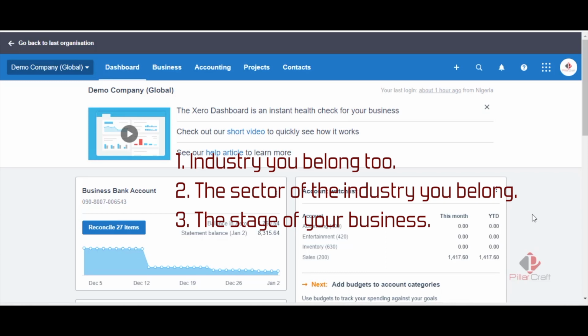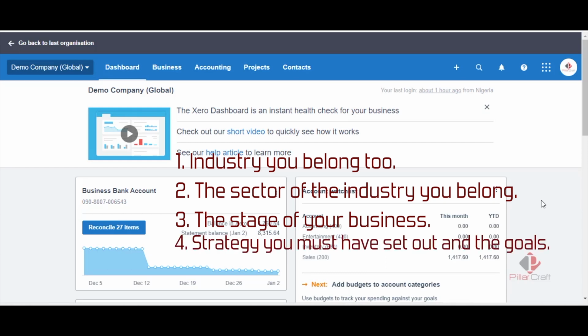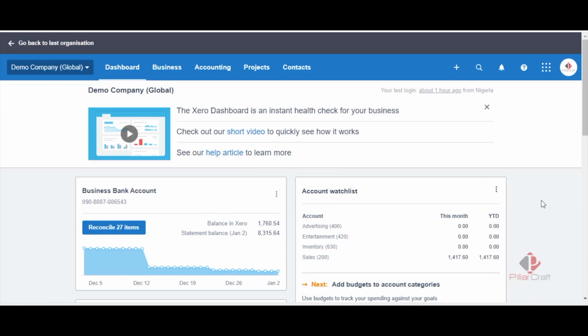Generally, in terms of your business, are you a startup, are you a growing business, or are you a mature business? And also the strategy that you must have set out and the goals. Usually, there are no two charts of accounts that are the same because business plans and strategies are different.